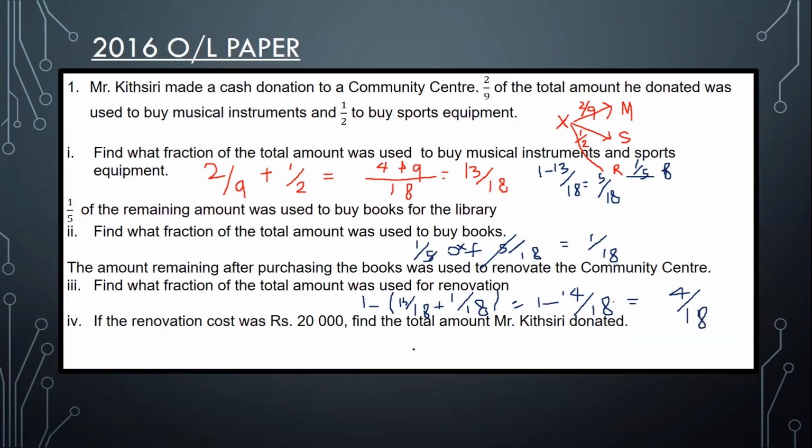Okay. So if the renovation cost was rupees 20,000, we have to find the total amount Mr. Kitsiri donated. So we know 4/18 portion is what he gave for renovation, right? So 4/18 is equal to 20,000.